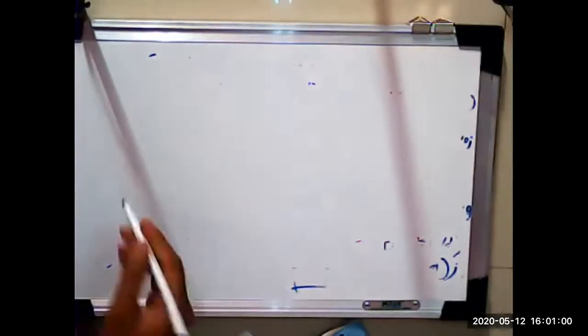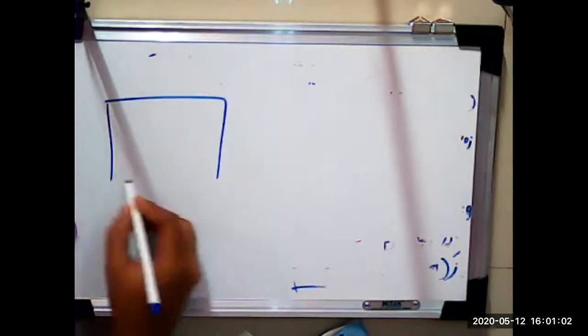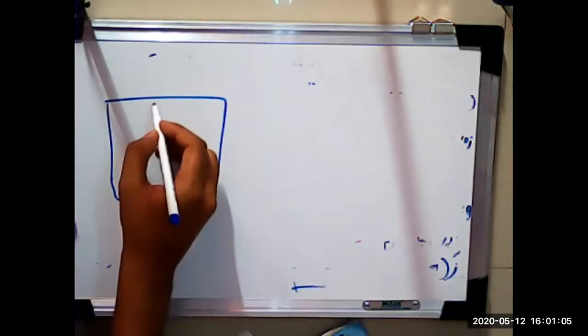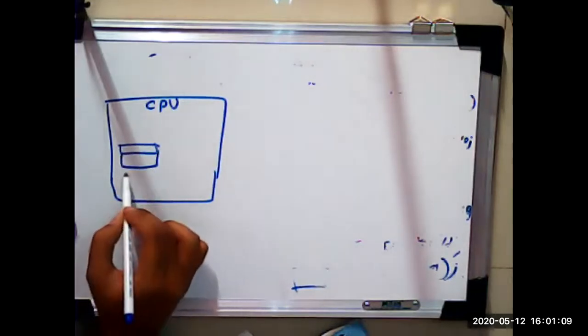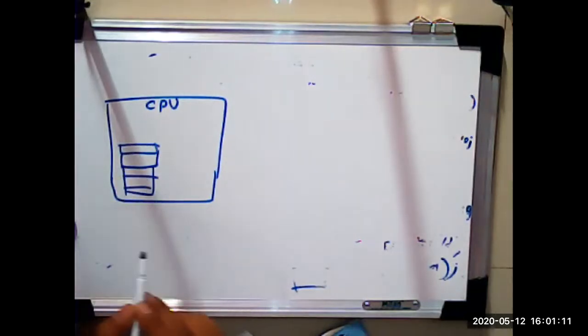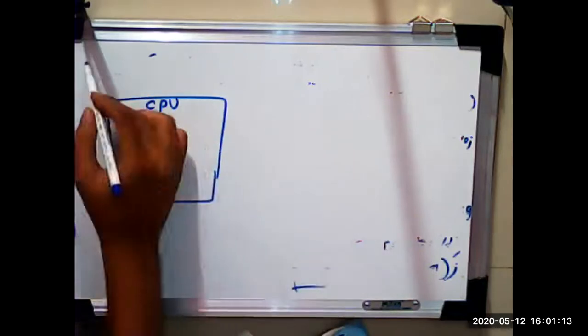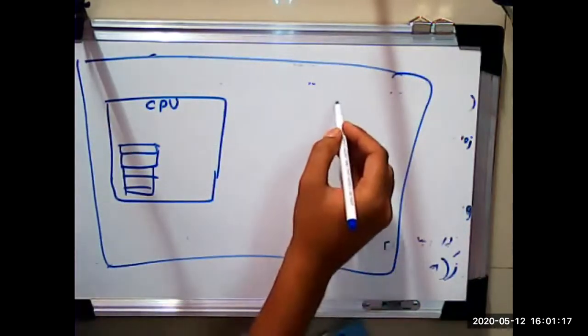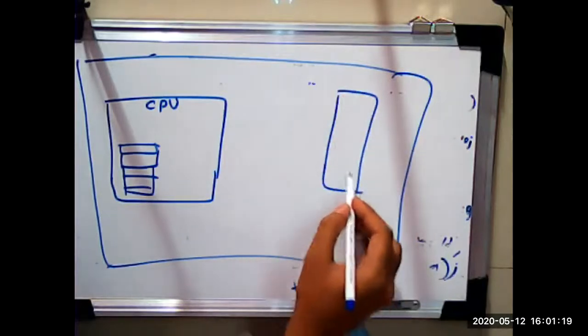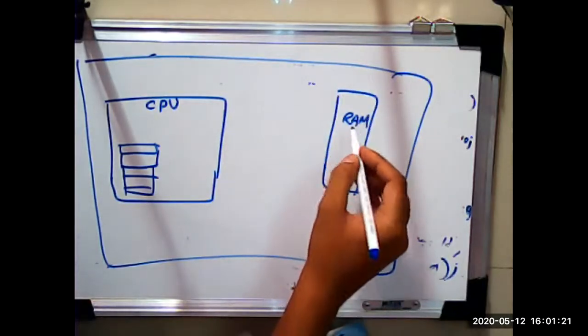Okay, so look, I am explaining here. This is my CPU. The CPU is having some registers. And you know that this is your motherboard, and here is the RAM memory. This is your RAM memory where the stack memory is.